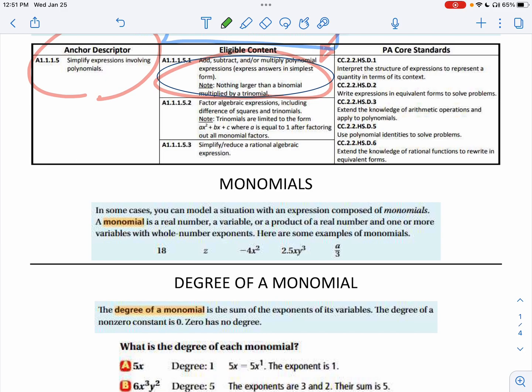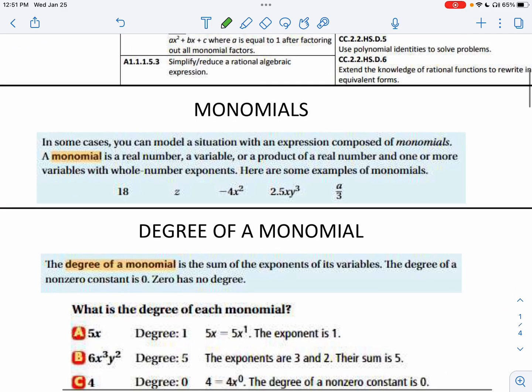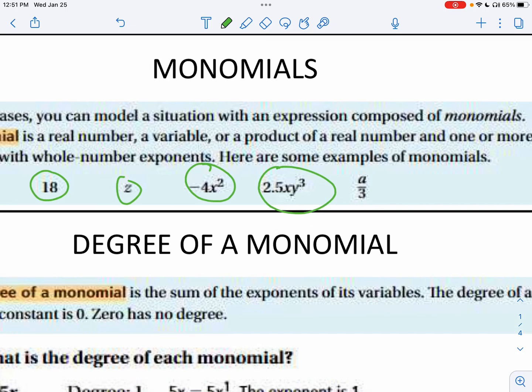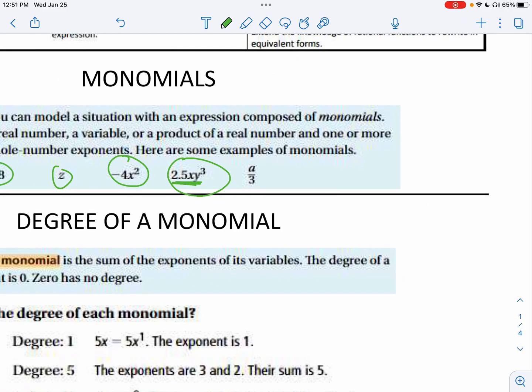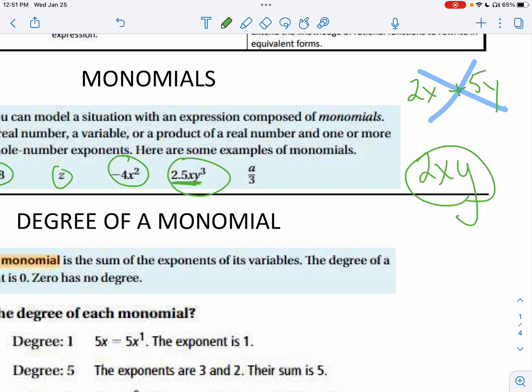So let's go over some vocabulary. Monomials mean you have a single term, so like 18, or z, or -4x squared, or 2.5xy cubed. Now what I want you to see here is a lot of kids don't see this as a monomial. Let me give you an example of a binomial. So you see this, that is not a monomial. Nope. But if there wasn't any adding, like if it was just like this, that would be a monomial. So it's one term, no adding, no subtraction.